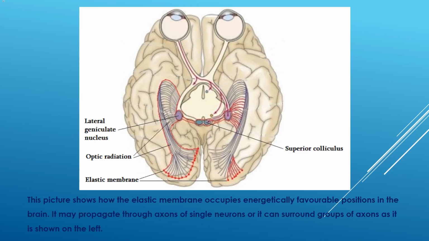This slide shows how the elastic membrane occupies energetically favorable positions in the brain. It may propagate through axons of single neurons, or it can surround groups of axons as it is shown on the left.